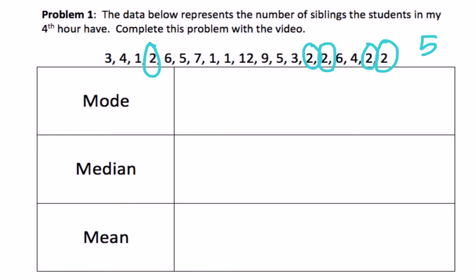Is there anything I have more than? Let's see. 1. I have a 1 there. Nope, I only have 3 1s. So it looks like my mode is 2, because I have the most 2s in my list.